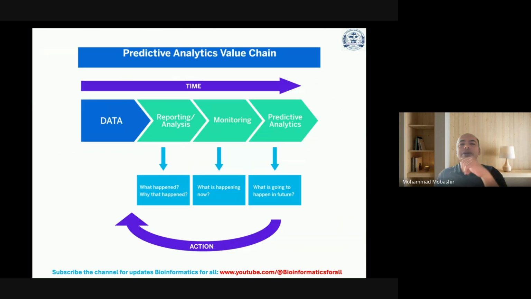Now, predictive analytics value chain, for example, data reporting analysis, monitoring, and predictive analytics. When you are saying reporting analysis here, you need to understand what happened, why that happened, then monitoring what is happening right now, then predictive analytics, what is going to happen in the coming time or future, and finally, take some actions.